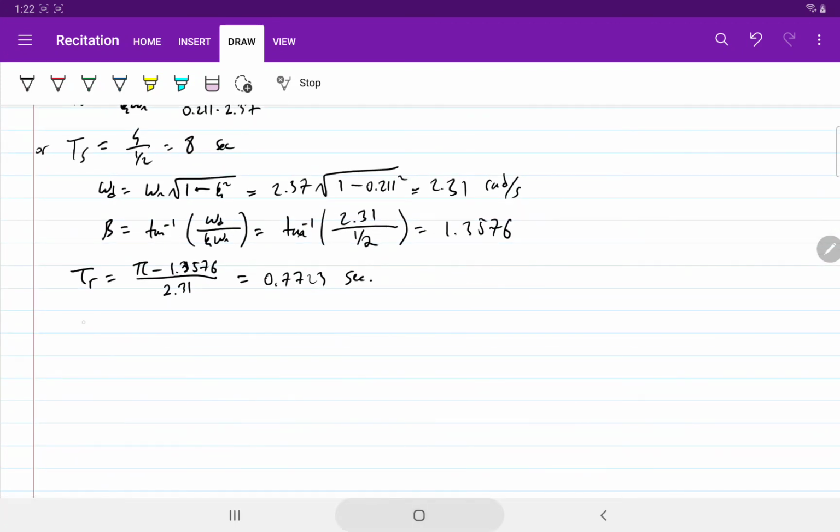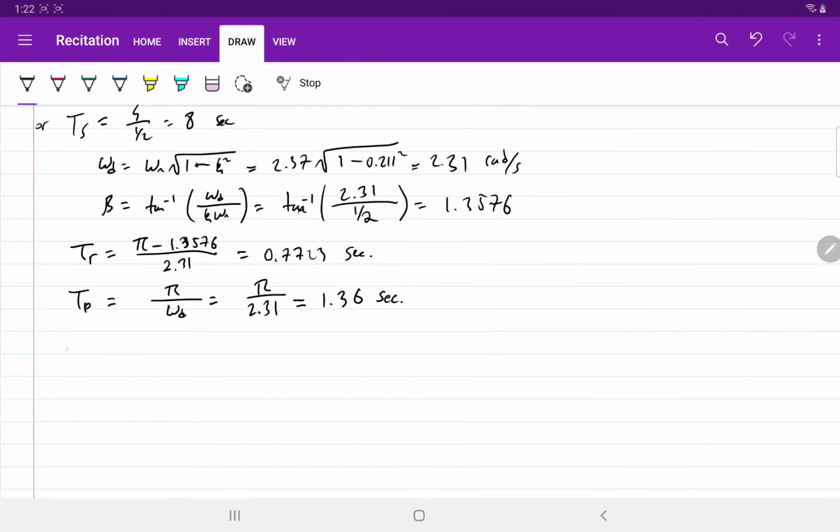We also have settling time. The next one is peak time. So when will it reach the maximum overshoot? Peak time is pi over omega d. So pi over 2.31. So the peak time is 1.36 seconds.